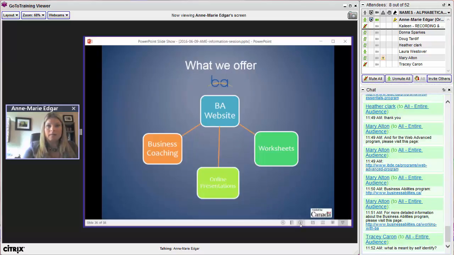So what does the Business Abilities Program offer? It offers business coaching, which is really a key for the program, and it's actually what our clientele identified as being the most important thing: the business coaches. That to them is the key towards moving through the program and having a great experience. As they're moving through the program, they're completing worksheets, they're attending online presentations, and they complete 8 modules, and at the end, they've produced a business plan. So that's how the program works.